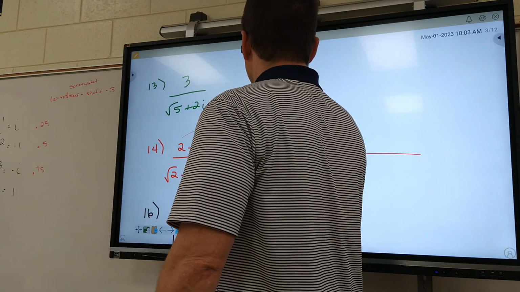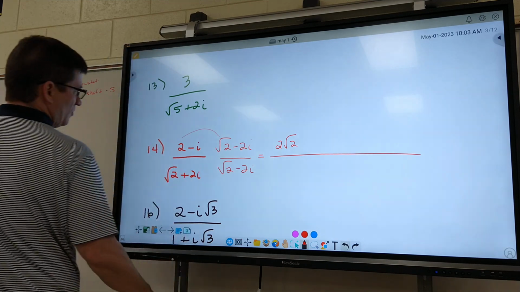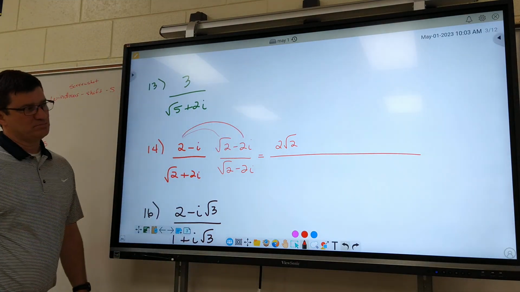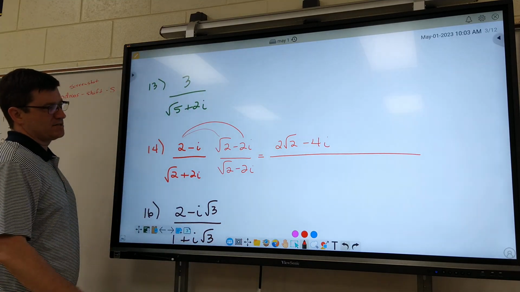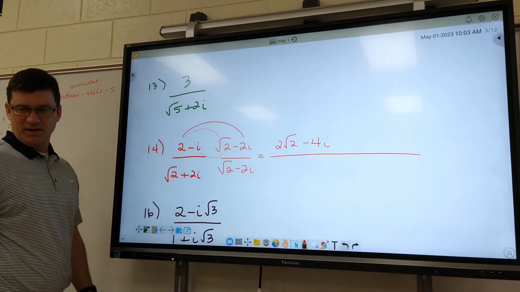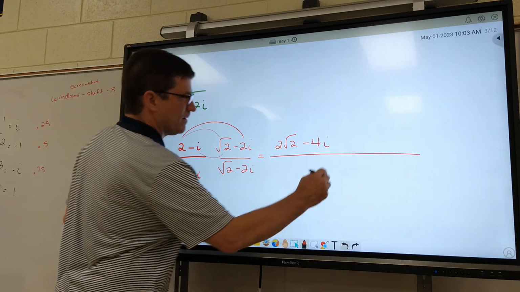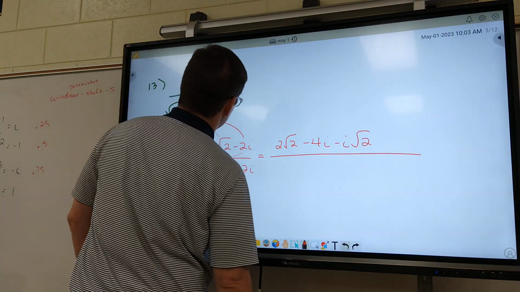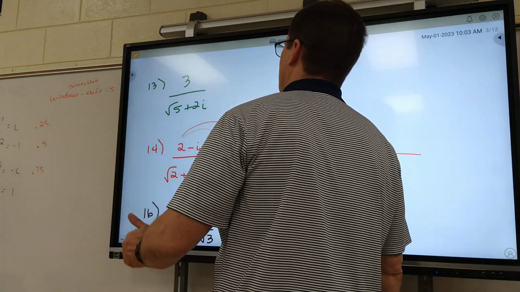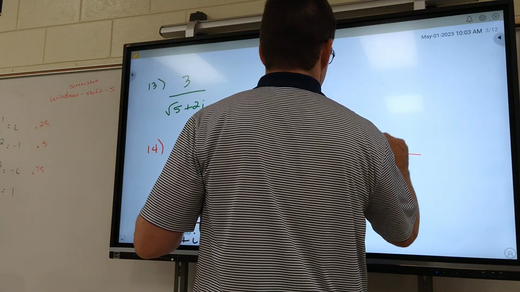Yeah, 2 root 2. All right. What do I get when I times these two? Negative 4i, right? All right, let's keep going. How about these two right here? What do I get? All right, negative i root 2. And then I got negative i times negative 2i, which is a positive 2i squared, which is a negative 2.